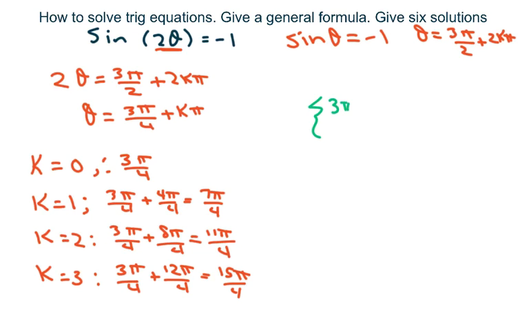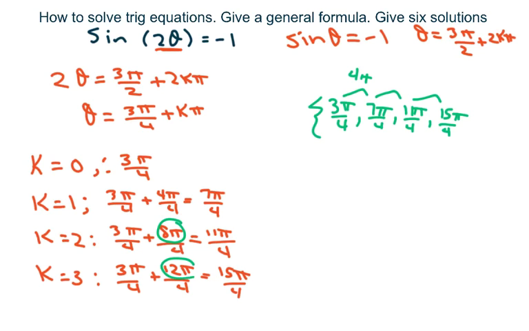You get 3 pi over 4, 7 pi over 4, 11 pi over 4, 15 pi over 4, and you should know what comes next, because we're going by 4s here. We're adding 4 pi's. So the next one would be 19 pi over 4, and then the next one would be 23 pi over 4. And once you see the pattern, you can kind of do that.